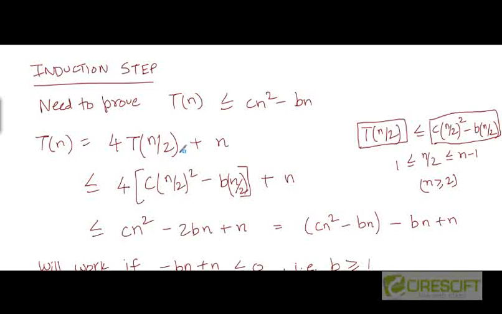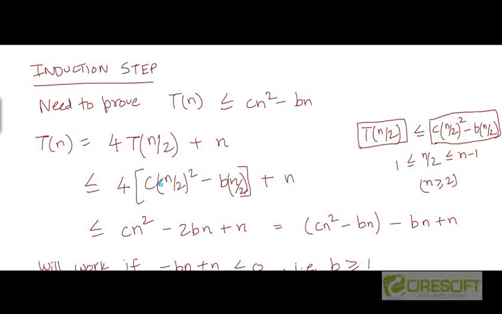So applying the induction hypothesis here, we can substitute t of n by 2 by the right hand side of this inequality, and we'll get c times n by 2 squared minus b times n by 2. And by replacing this term by the right hand side of this inequality, we are making this expression larger because the right hand side is larger than the left hand side. So we'll get t of n is less than or equal to 4 times the right hand side of this inequality, and this plus n remains as it is.